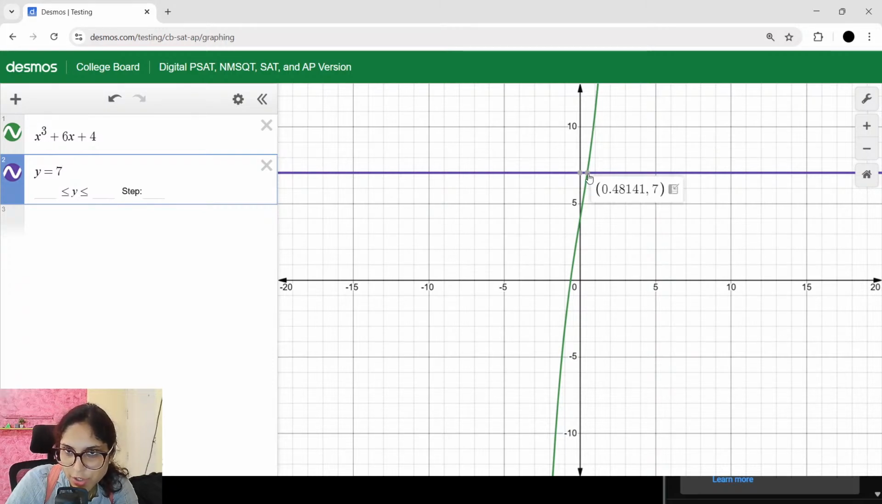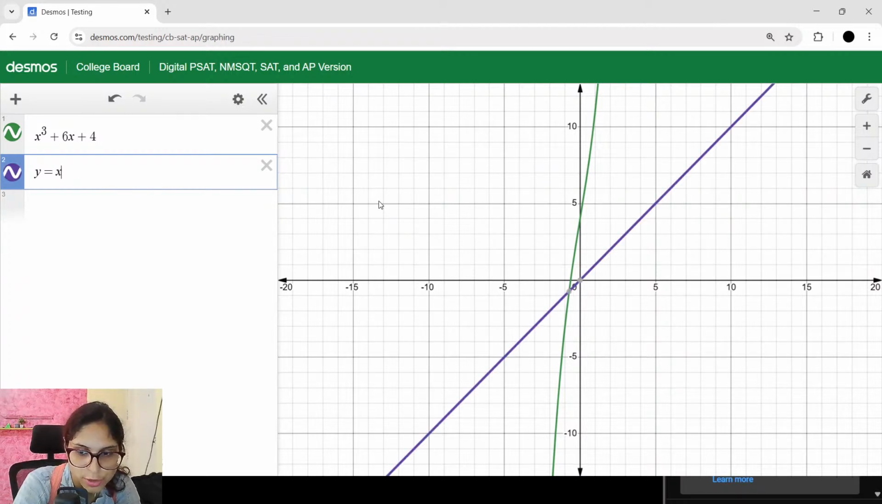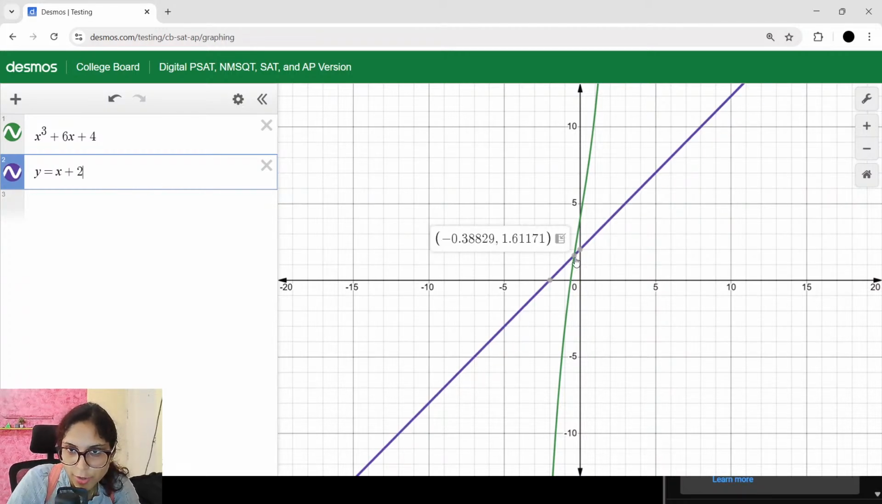It could be y is equal to 7 also. Then again, look for the point of intersection. That is your answer. And because we want to find the value of x, we're finding the value of x. And it could be any equation also, for example, x plus 2. Now you're finding the point of intersection of these two graphs. All right. For anything other than your linear and quadratic, write left side on number 1, right side on number 2 of the equal to.